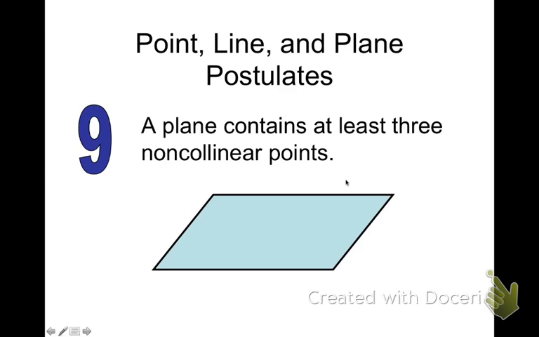Number 9 is the converse. It's going to be the same diagram, it's just we're working backwards. Number 9 has us starting with the plane. And again, why are we using the word at least? Because there could be an infinite number of points on that plane, because technically planes go on and on and on forever in 2 dimensions. So a plane contains at least 3 noncollinear points.